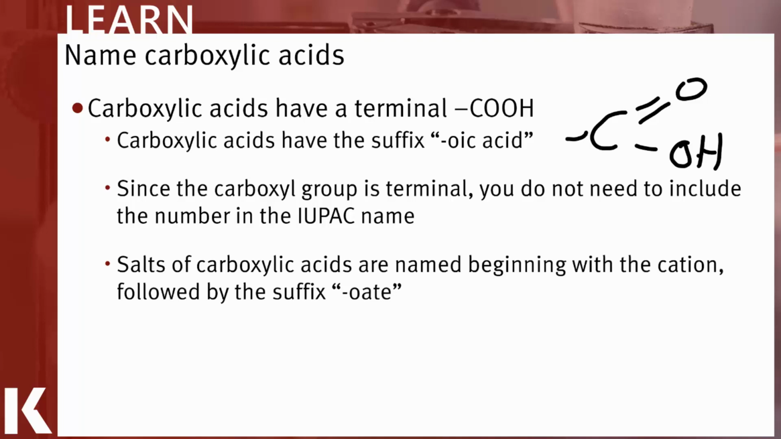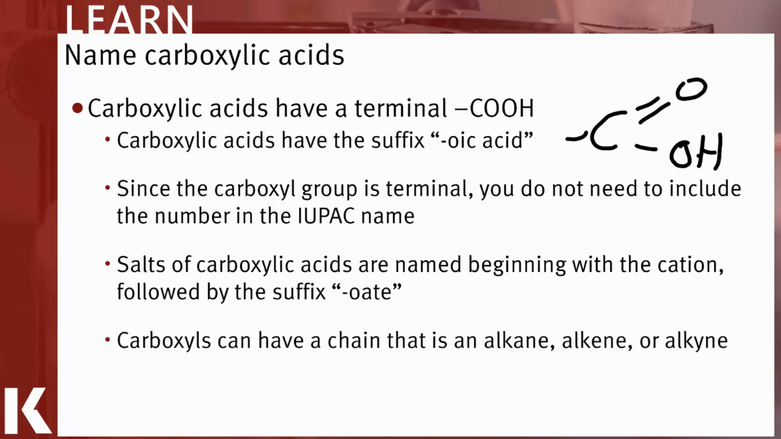As with any acid, carboxylic acids can interact with bases and form salts. When they do, we change the name a little bit, and we name it starting with the cation in the salt, and then add the suffix -ate. So again, if we have hexanoic acid that interacts with the base sodium hydroxide, the salt that would be formed would be called sodium hexanoate.